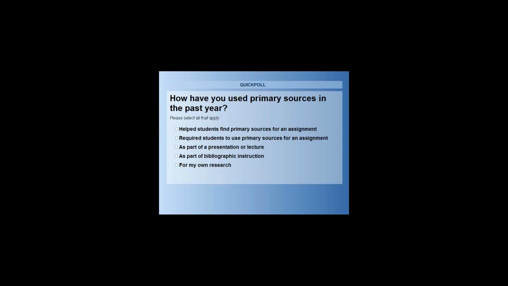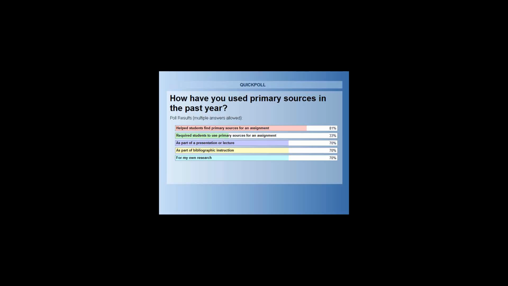Okay, let's go ahead and close this poll and take a look at the results. It looks like most of you, 81%, have helped students find primary sources for an assignment. And then many of you have also used primary sources yourself as part of a presentation or lecture, as part of bibliographic instruction, or for your own research. And it looks like about a third of today's audience has required students to use primary sources for an assignment, like Professor Voss has. I'll turn it back over to you.